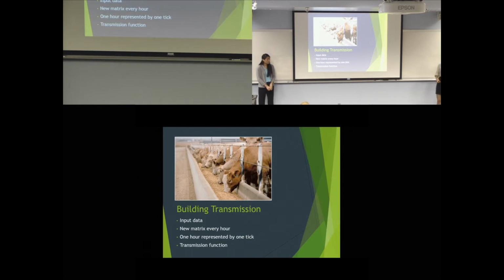So the transmission function is based on how many contacts you have with other infected cows. The more contacts you have, the greater the probability of transmission of the disease. Every hour, it calculates a new probability of transmission, and you can only transmit from an infected individual to a susceptible individual.